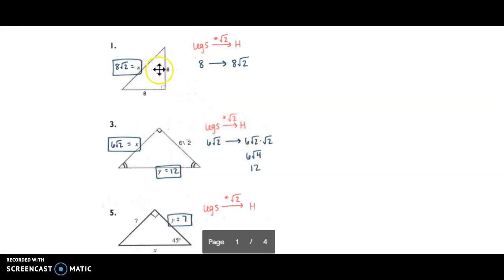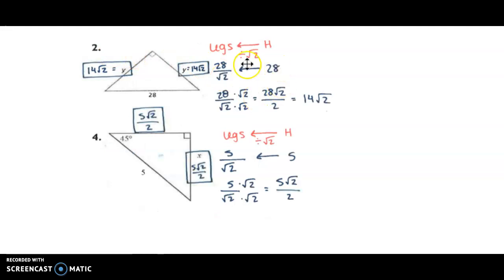In example 1, you're given 8 and 8. You could do, if you really wanted to, 8 squared plus 8 squared equals x squared and then figure it out. But since we know it's an isosceles triangle, right triangle by the way, 8 and 8, then this must be 8 root 2, right? This one, this is 6 root 2. Well, the other side is a 6 root 2 because we know that these two angles are congruent, right? And then 6 root 2 times root 2 simplifies to 12, okay?